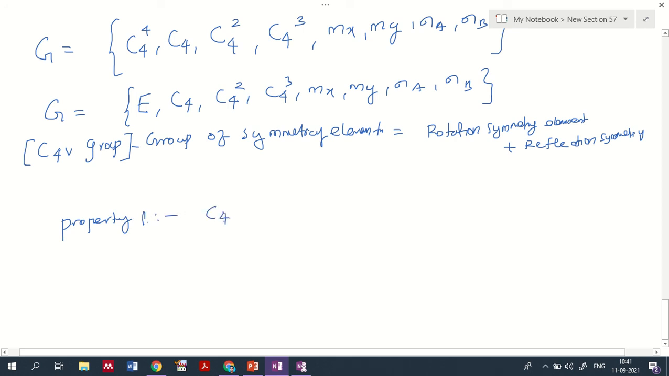So we have C4 is an element of group G. This representation is saying that C4 belongs to group G, and C4 square also belongs to group G. Okay, in that case, what will be C4 into C4 square? So what will be that? C4 into C4 square. So what is the operation here?